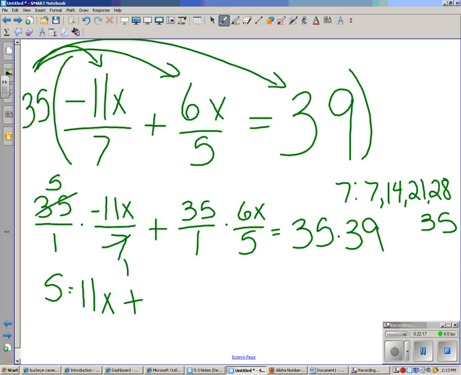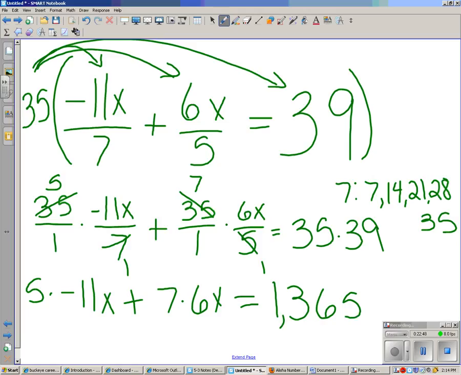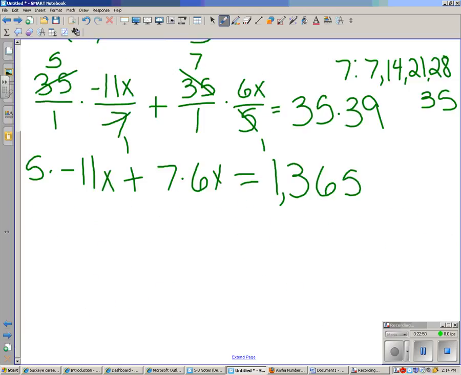Plus, I want to fix that because I don't like how that looks. What are these reduced to? What are they both divisible by? 5. No, this one goes 1. This one goes plus 7 times 6x. Does anybody have a calculator and can do 35 times 39 for me? What's that? 1,365. Okay, thank you.